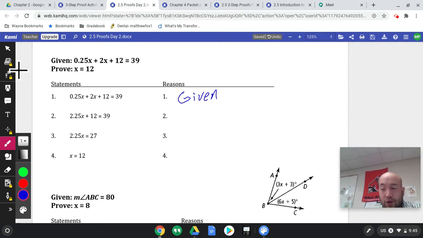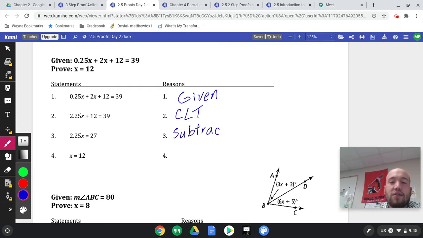Now to get from line 1 to line 2, we see that 2x and 0.25x combine. So that is CLT, combined like terms. To line 3, we move that 12 over. We subtract it, so that's subtraction.